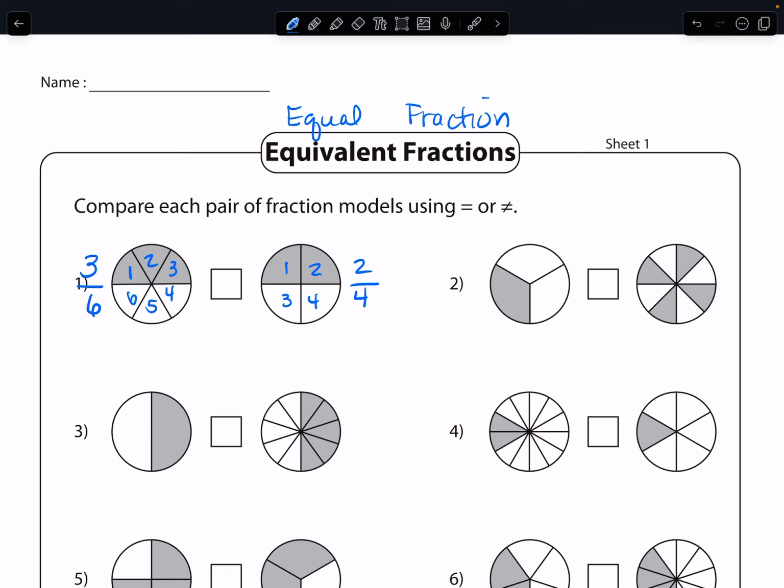Now you should be able to visually look and see that the amount of shaded is the same, so they are equal. But what you want to recognize from the number part is that you can simplify the fractions. So in this case, it says 3 over 6, and this one says 2 over 4. Well, I need to recognize that both of those numbers can be simplified by breaking them into their factors. So 3 over 6 is the same as 3 times 1 over 3 times 2.